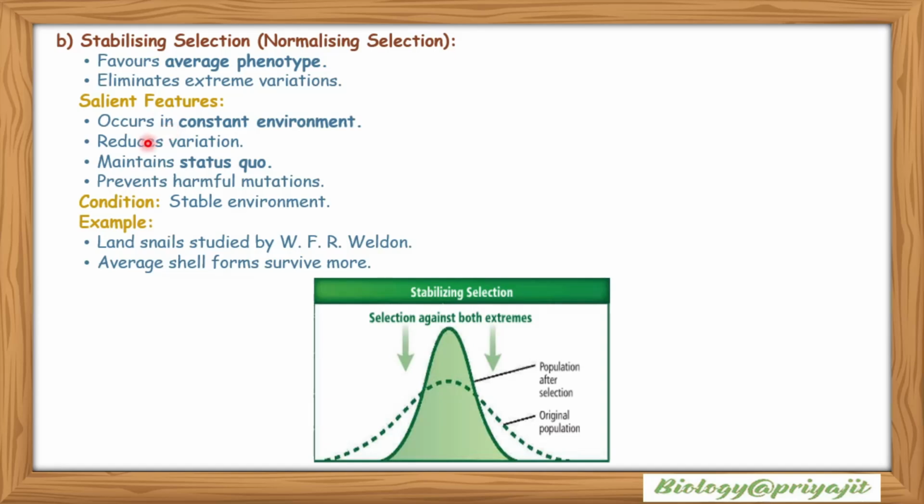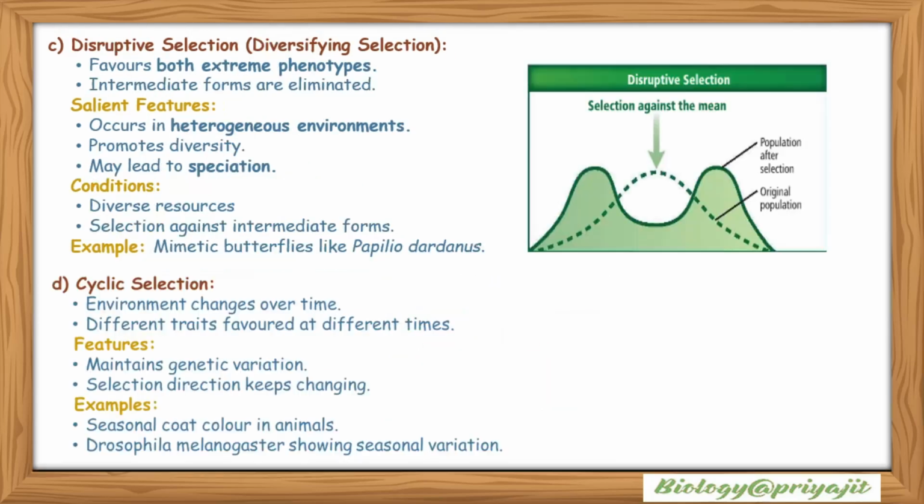Salient features: it occurs in a constant environment. It reduces variation, it maintains the status quo, and it prevents harmful mutations. The condition: it operates in a stable environment. Example: land snails studied by W.F.R. Weldon, where average shell forms survive more. So this is the image showing the stabilizing selection, which favors the average or mean phenotype.